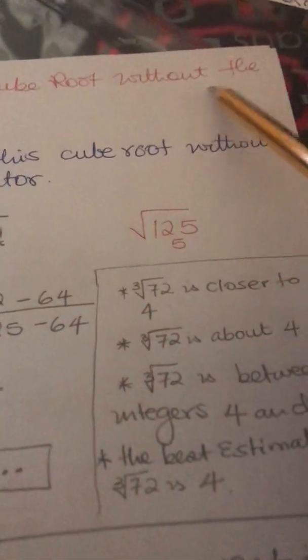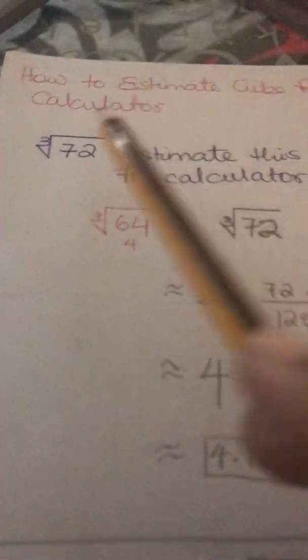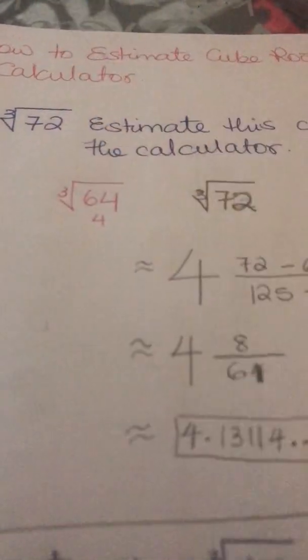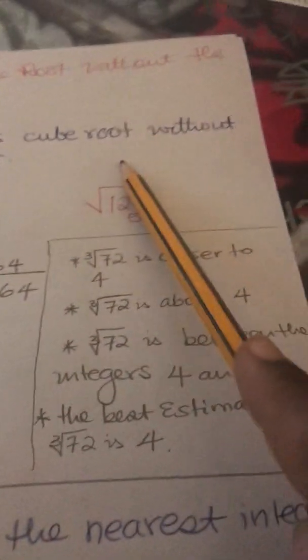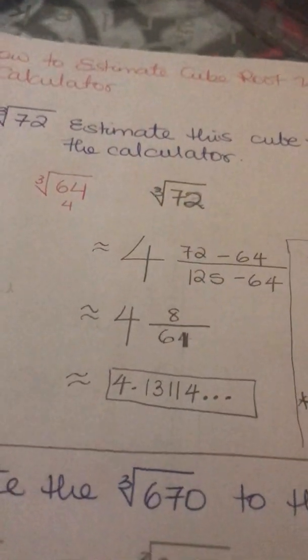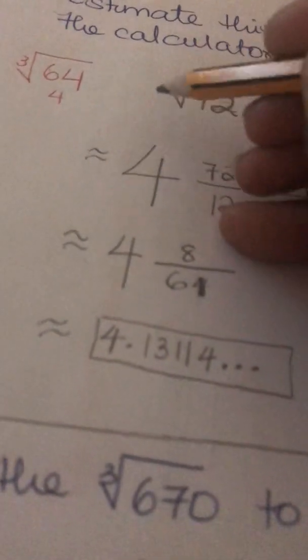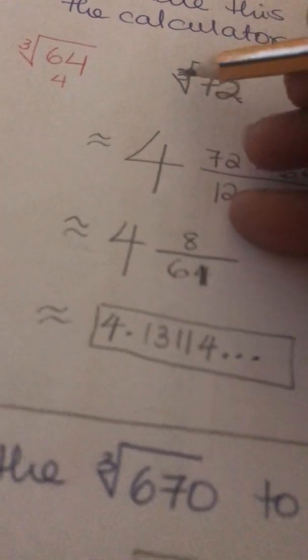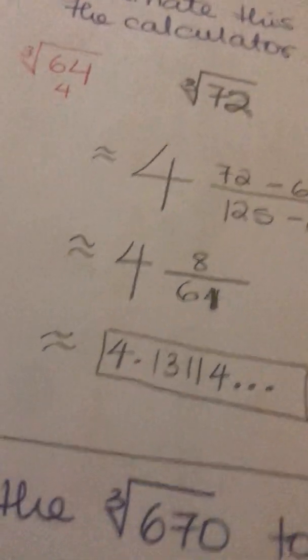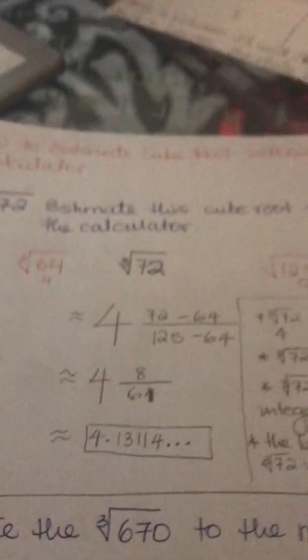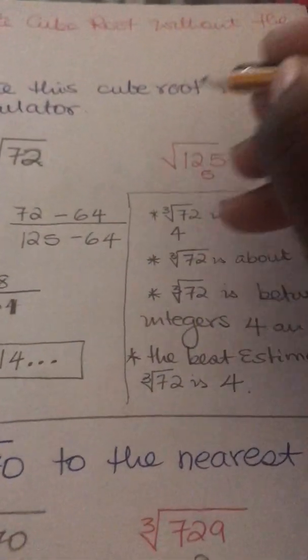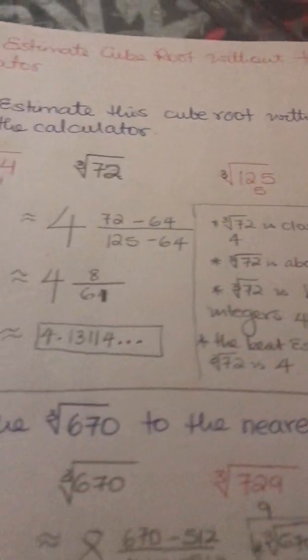Alright, let us do this using the method without the calculator. How to estimate cube roots without the calculator. So here I've been given the cube root of 72. Estimate this cube root without the calculator. So then I will write my question in the middle, which is the cube root. You must put cube root. If you don't put the root and 3, my friend, you'll be talking about a totally different number. Okay? See? Like here I forgot. I need to put cube root.